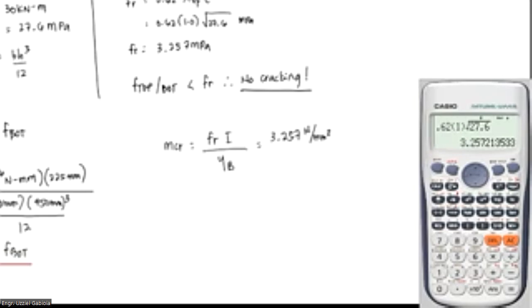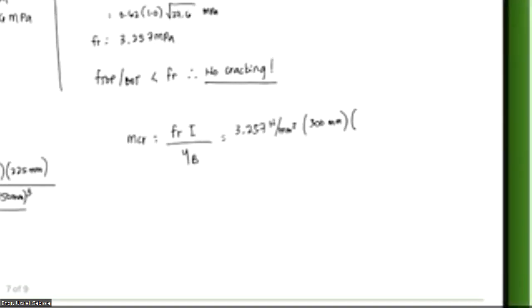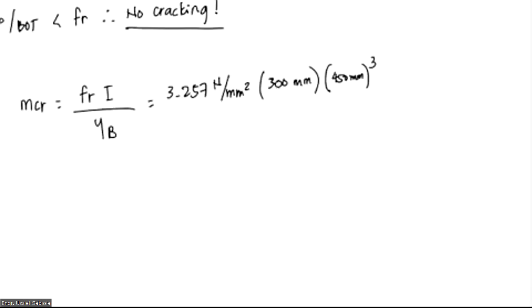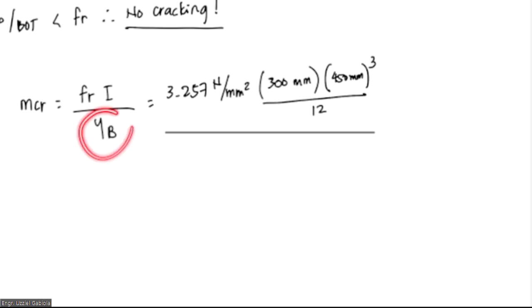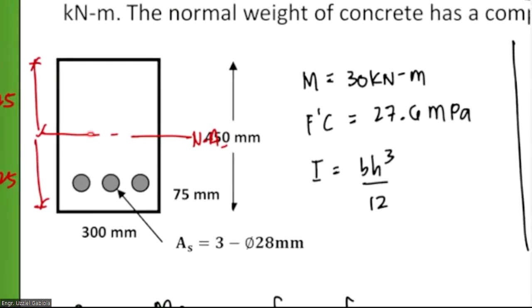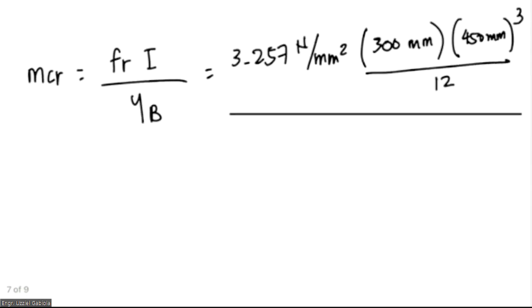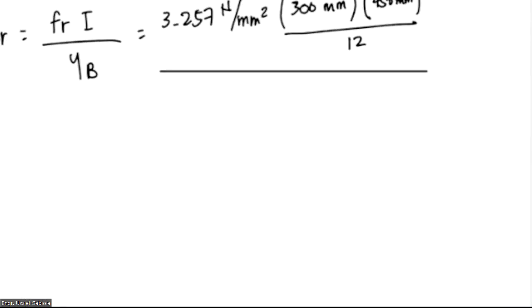Then for inertia, we have again 300 mm times 450 mm cubed over 12, all over the distance from the neutral axis. Okay, again, neutral axis to tension fiber, that is also 225. Okay, so substitute it here. So we have 225 mm.